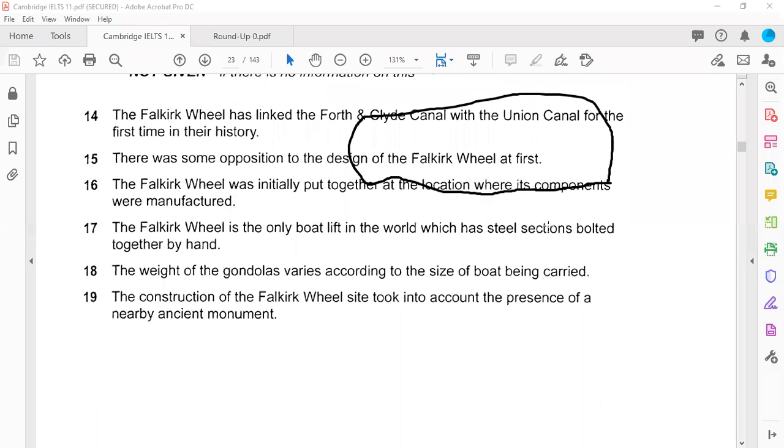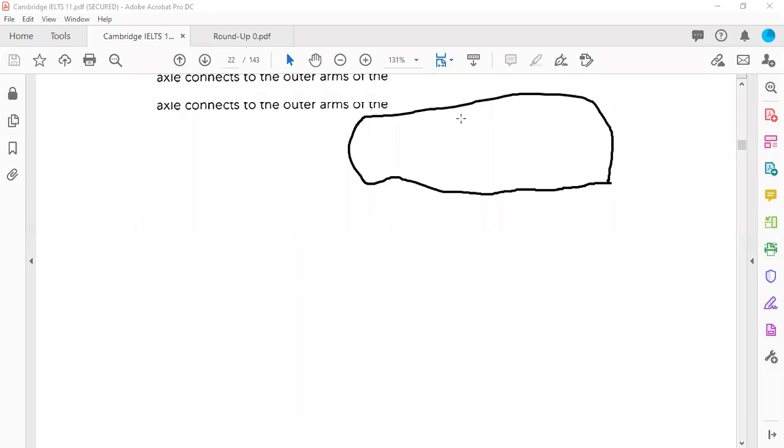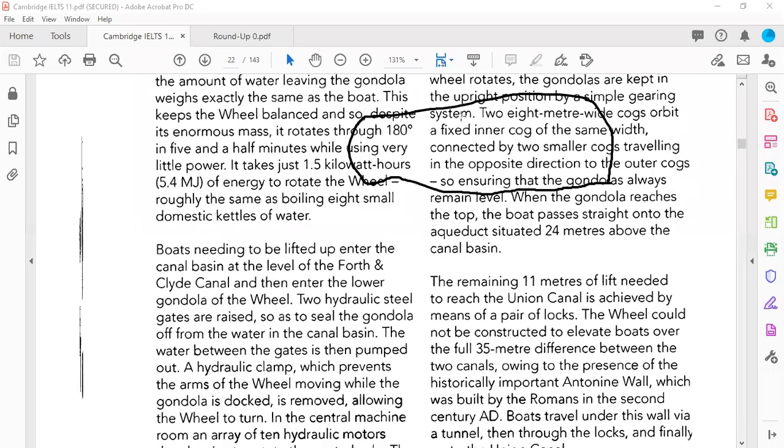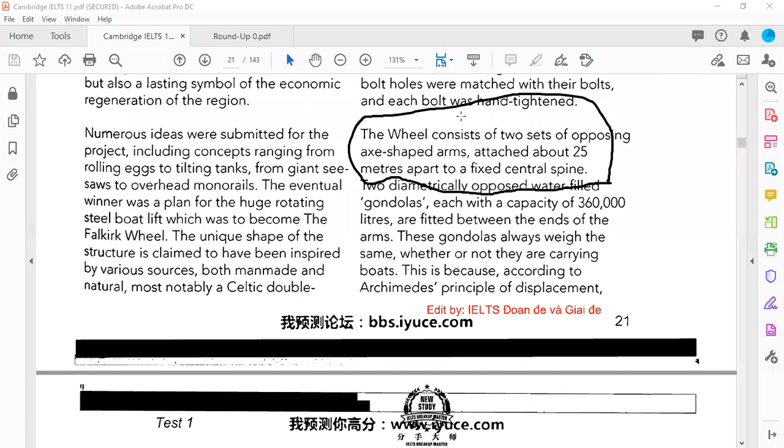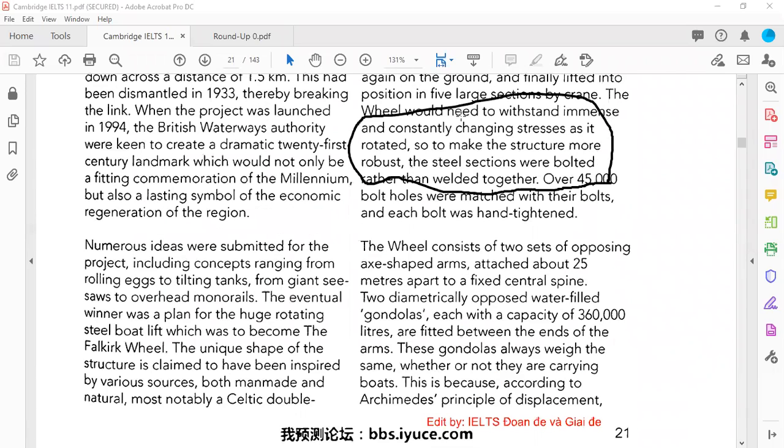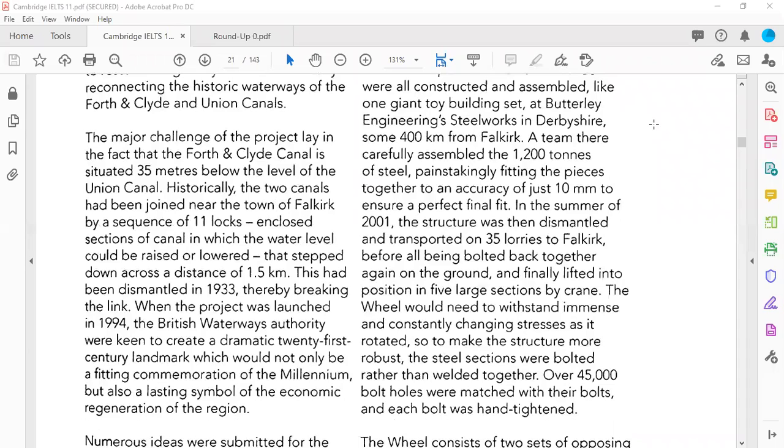It is the only boat lift in the world which has steel sections bolted together by hand. Bolted together by hand. Go up. Yeah. Go up.